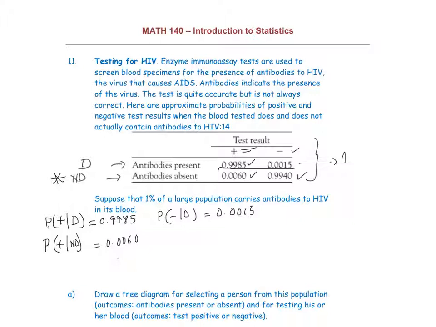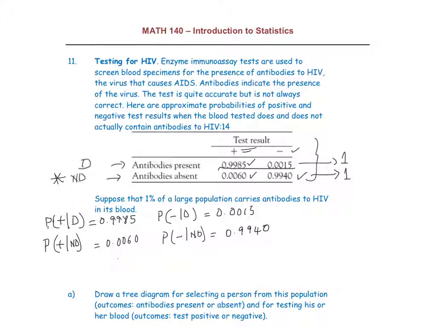The second number in the second row is the probability that the test shows negative knowing that the person does not have the disease. And that is 0.9940. Since there are only two possibilities, when someone does not have the disease, the test will either show positive or negative. So these two probabilities add up to 1. So in any of these problems, these four probabilities will be given to you in some form.